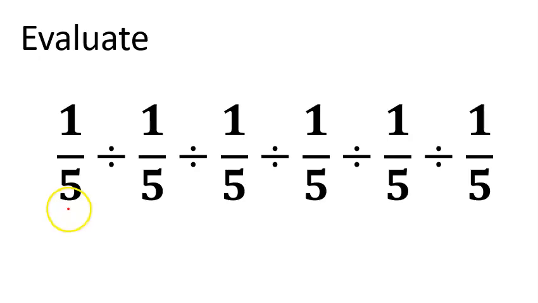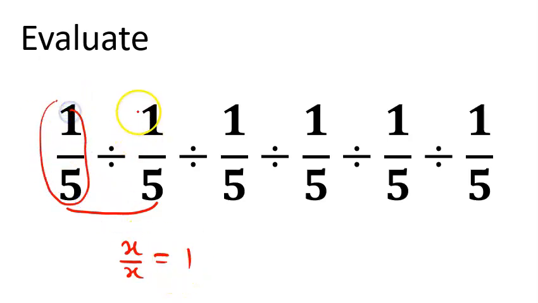Okay, so let's deal with the first two. Now, 1 over 5 divided by 1 over 5. Now, this is going to be, let's look at something here. If you have x over x, it is not equal to 1, so 1 over 5 divided by 1 over 5 is going to give us 1.